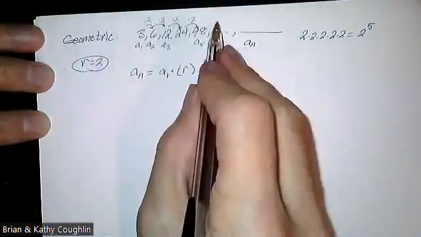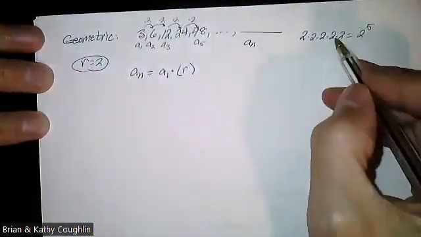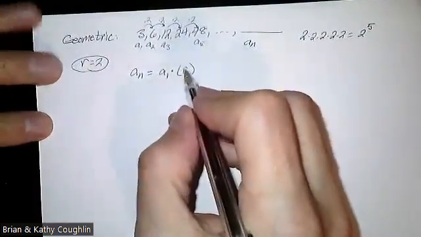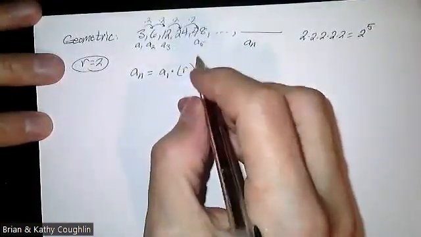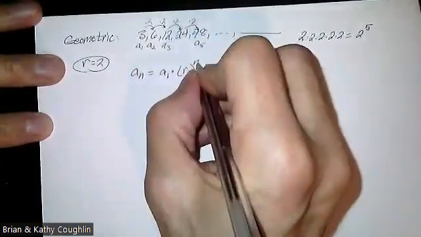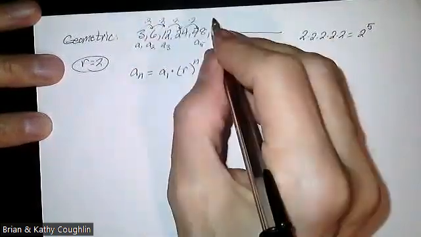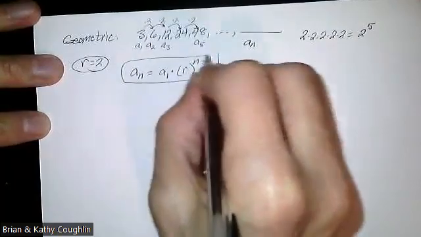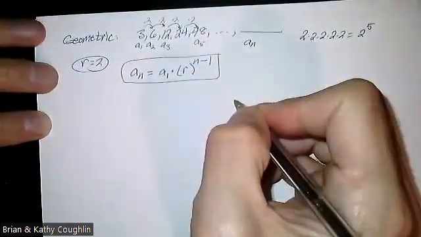So if I'm multiplying by 2 lots and lots of times, it's going to be 2 to some power. In this case, r is 2. So 2 to what power, though? Well, if I have n terms, I'm not going to raise it to the nth power. It's going to be 1 less than that. This is the formula for finding the nth term of a geometric sequence.